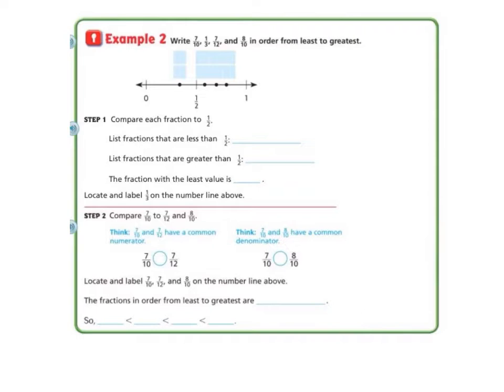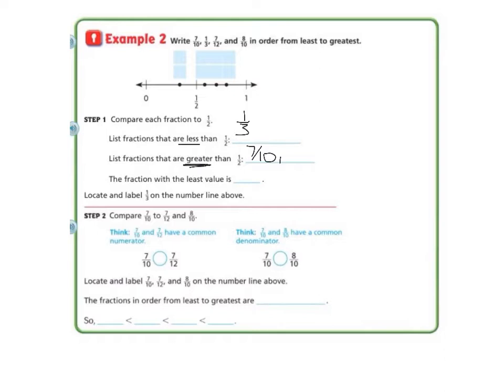So if we look at 7/10, well, half of 10 would be 5. So 7 is bigger than 5. So that would be in our ones that are greater than 1/2. So 7/10 is going to go right here. Let's look at our next fraction, 1/3. Okay, well, half of 3 would be 2, and 1 is less than that. It'd be like 1.5, really, but 1 is still less than that. So that's going to go in our less than 1/2 row. So 1/3.